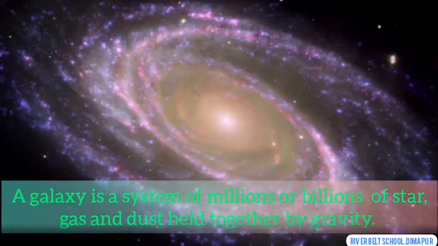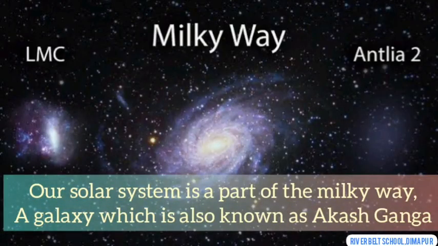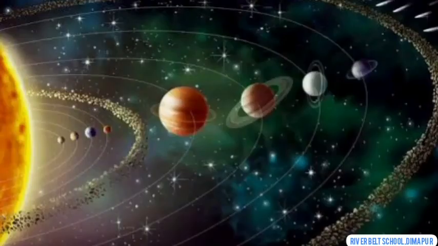What is meant by galaxy? A galaxy is a system of millions or billions of stars, gas and dust held together by gravity. Our solar system is a part of the Milky Way, a galaxy which is also known as Akashganga. Let us learn more about the components of our solar system.